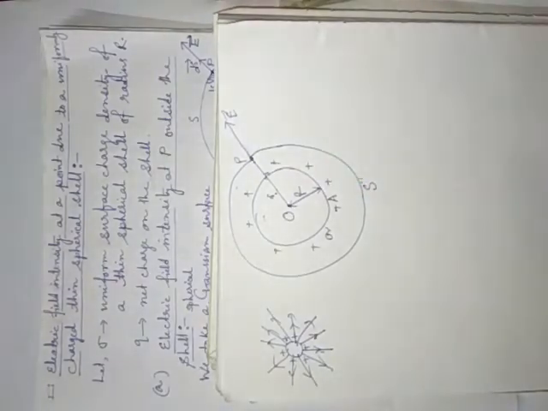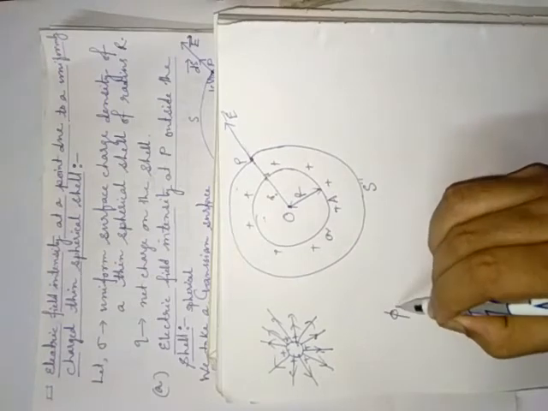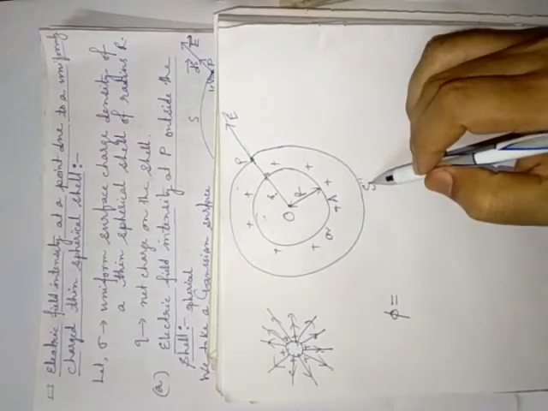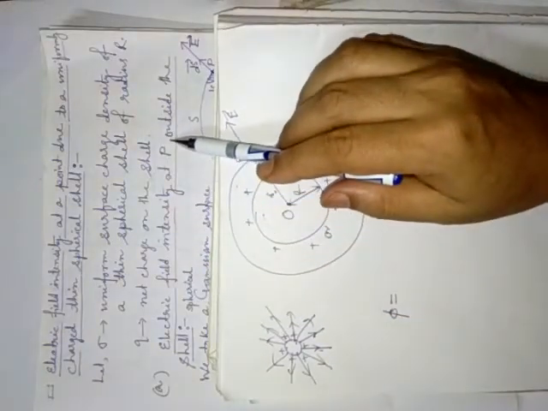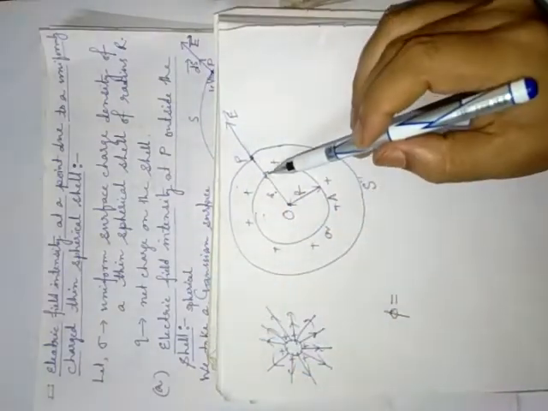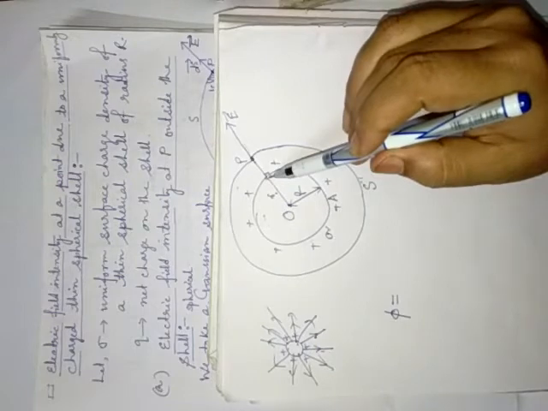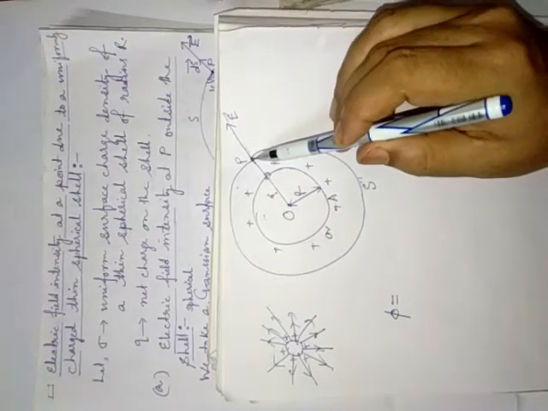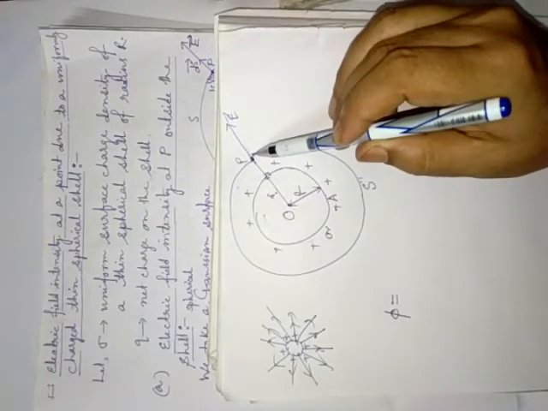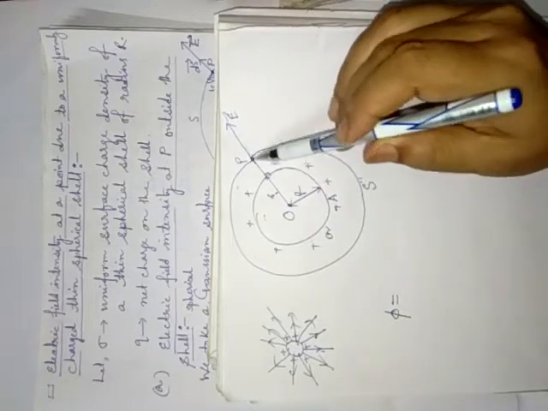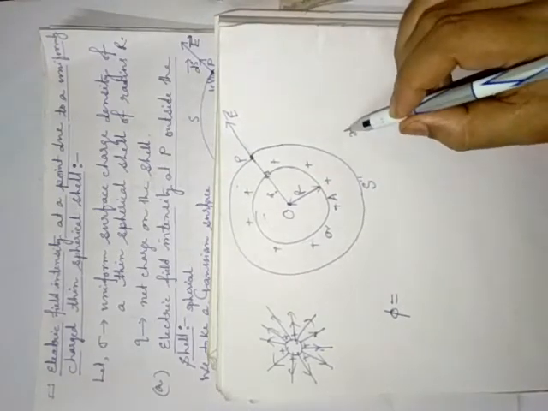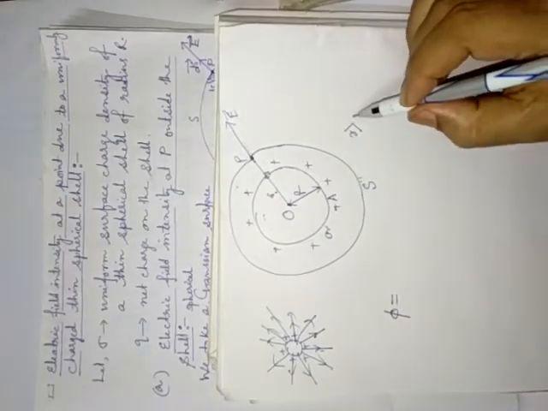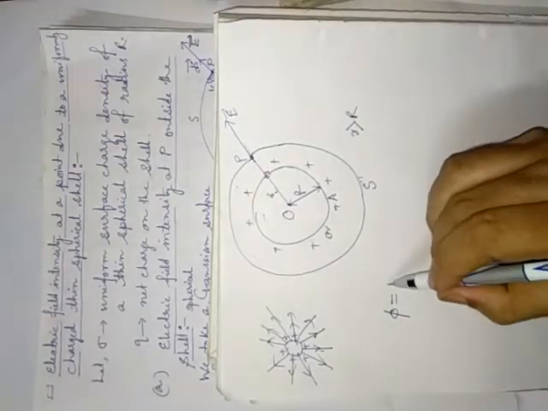Now, what is the net flux we are going to find out through S? Because we are going to find out electric field intensity at a point P outside the cell. This is the cell, and we are going to find out electric field intensity at point P, which is outside the cell, not on the cell, not inside the cell, outside the cell. That is why the Gaussian surface should have radius greater than capital R.